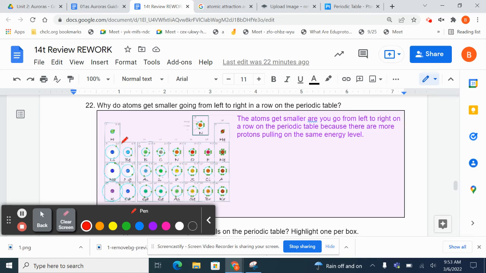So atoms get smaller as you move left to right. The atoms are getting smaller as you go left to right on the periodic table because there are more protons pulling on the same energy level. So you can see here lithium has 3 protons pulling on this energy level, which is energy level 2, whereas neon, which you can't see the number in here, has 10 protons pulling on that same second energy level. So it pulls them in really, really tight.